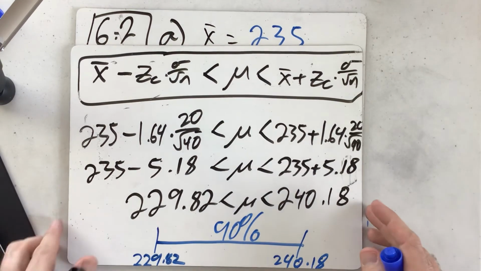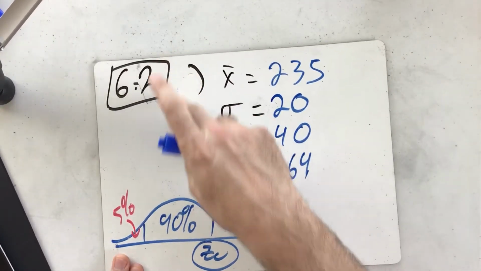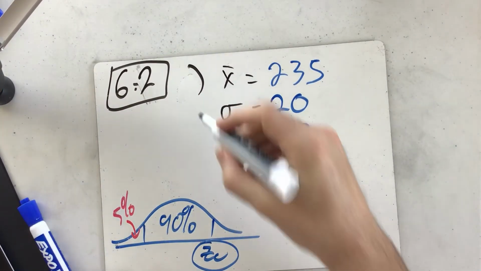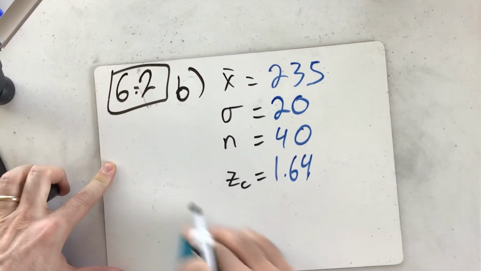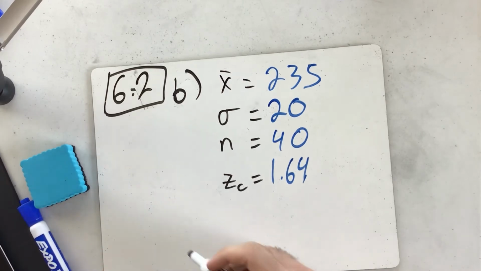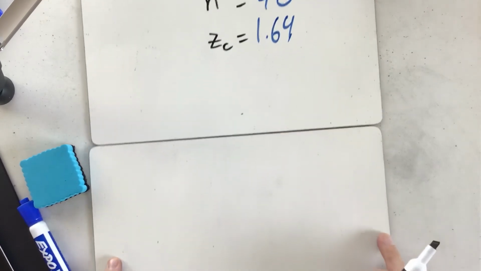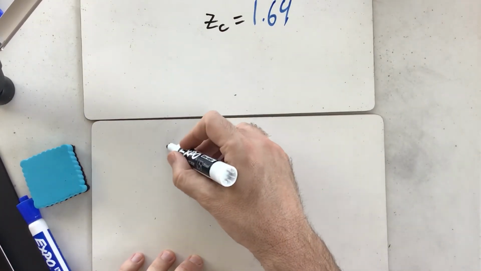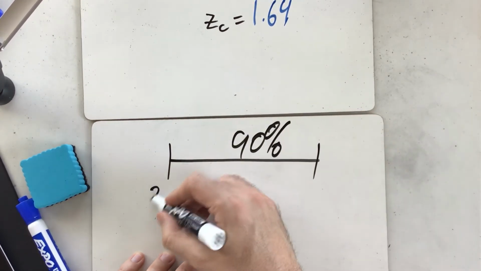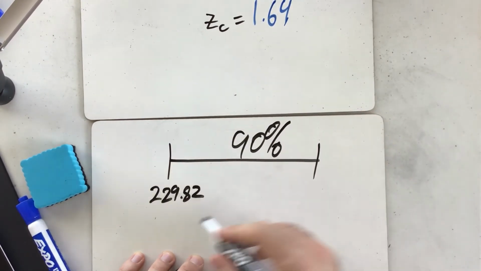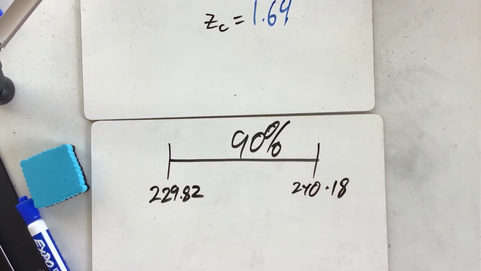Okay, what we want to do now is I want to change the question ever so slightly on problem B. And problem B says, what if instead of doing a 90% confidence interval, we did a 99% confidence interval? And I want to ask a question. I want you to think about it before you do any calculations. So when we're at 90% confidence interval, we had the numbers 229.82 and 240.18.